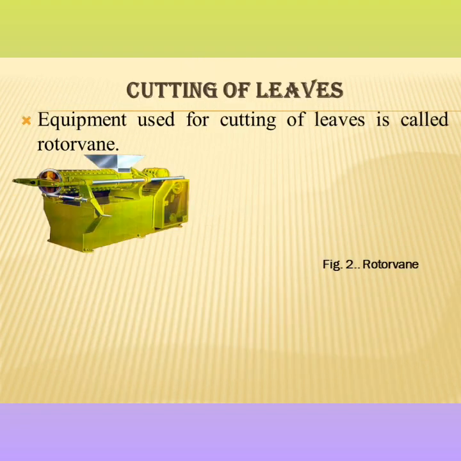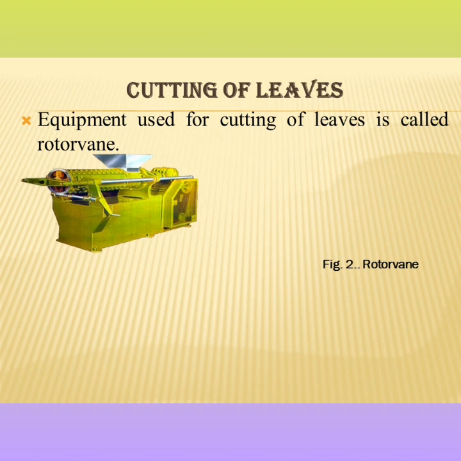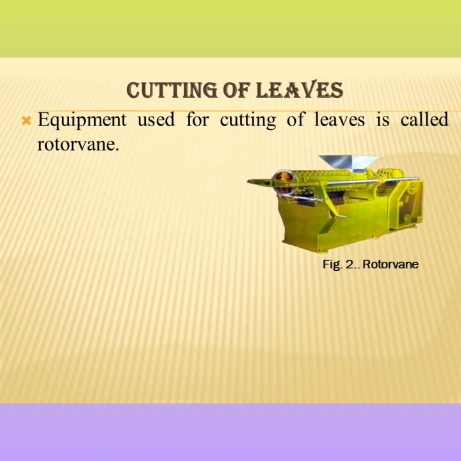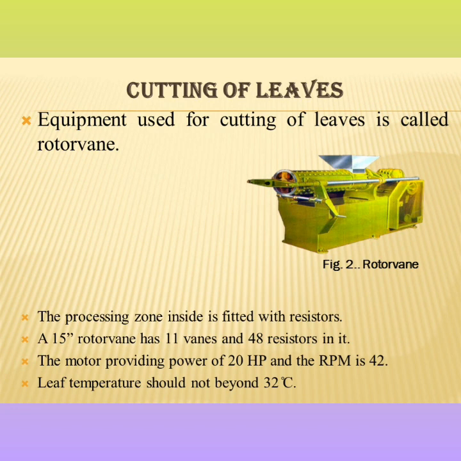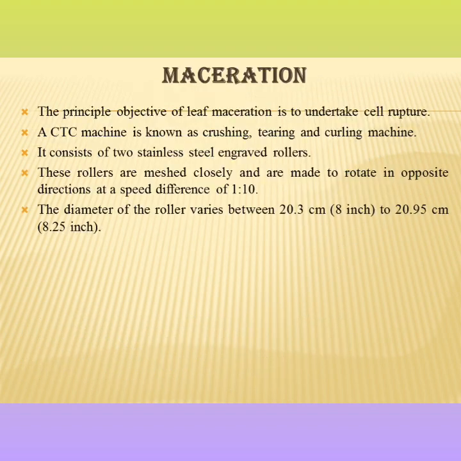Next to withering, there is the cutting of leaves. The equipment used for cutting tea leaves is called the rotor vane. Inside the rotor vane, there are vanes fitted, and that's why it's called rotor vane. 11 vanes are there and 48 resistors. The motor providing power to the rotor vane is 20 HP, the RPM is around 42, and the leaf temperature needs to be maintained within 32 degrees centigrade. So the rotor vane is basically used for the purpose of cutting the leaf.